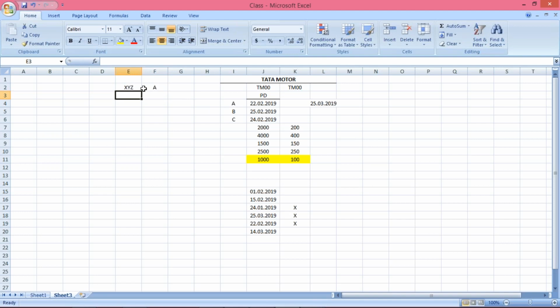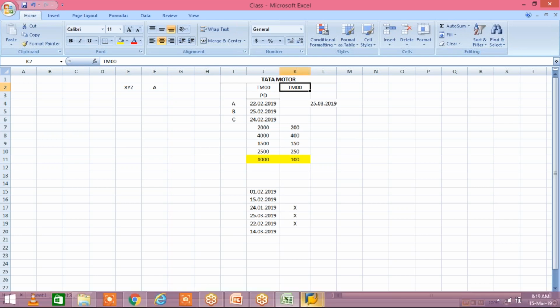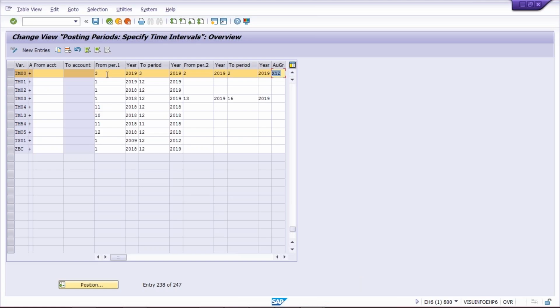Okay, user ID of A is going to be linked against XYZ. So here, if A is going to post these transactions for February month, system will search for which company code? TM00. For which posting period variant? Again, TM00 itself is assigned, and here system found that against TM00 third period is open. So here no possibilities, but from period 2, already now here second period is open.